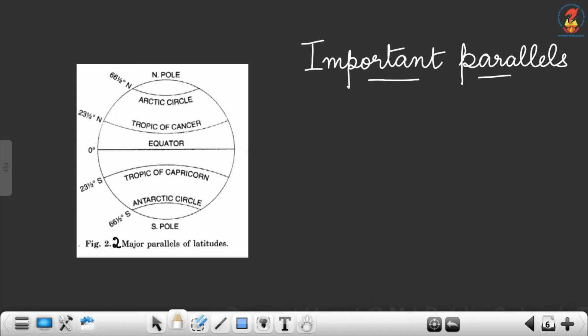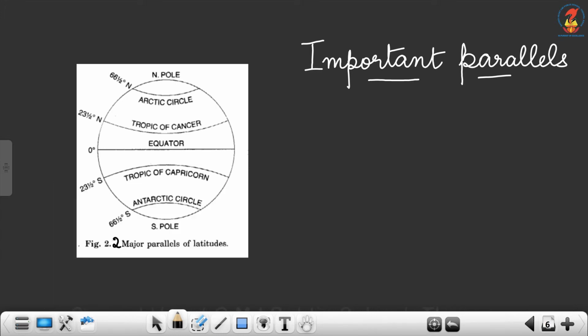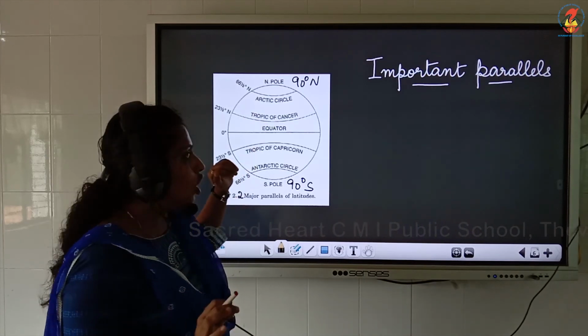What was the degree of North Pole? 90 degree north, and South Pole was 90 degree south. Okay, so these are the values what we have learned till now. Now you are going to learn certain important parallels. There are 90 parallels in the northern hemisphere. We are not going to learn all the parallels there. We are just going to learn about the important parallels. So we will see which all parallels are there in the northern hemisphere.